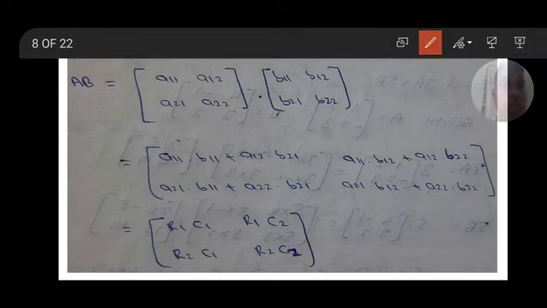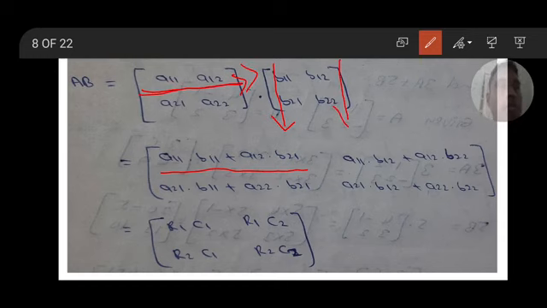A into B: we take the first row of the first matrix and multiply it with the column of the second matrix. A11 B11 plus A12 B21. Next, the same first row, second column: A11 B12 plus A12 B22.